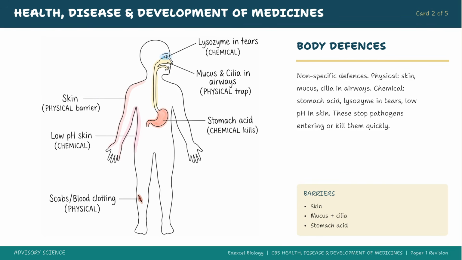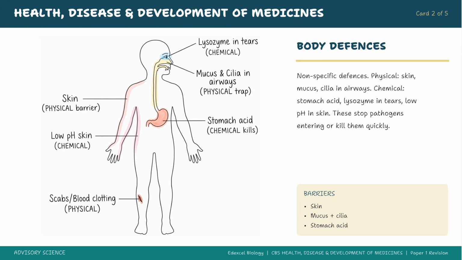Body defenses. Before your immune system has to get involved, your body has a range of non-specific defenses. Non-specific simply means they work against any pathogen and not just one particular type. Your skin is a physical barrier and most pathogens can't get through it. In your airways, mucus traps pathogens and tiny hairs called cilia waft the trapped material back up your throat so that you can swallow it.